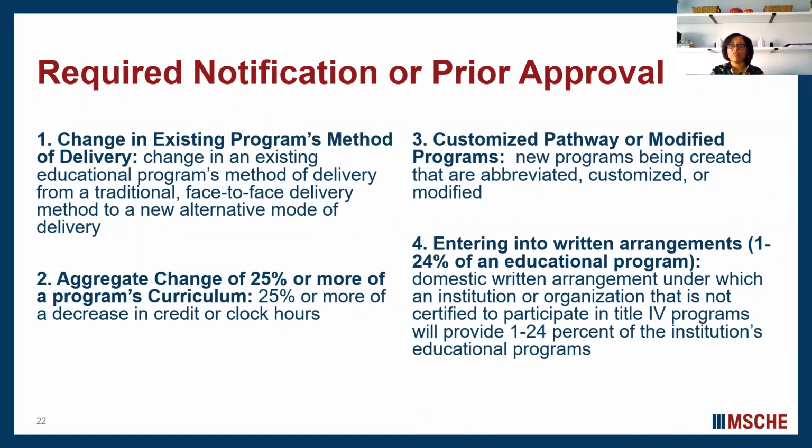And finally, number 4, entering into a written arrangement with an institution or organization that is not certified to participate in Title IV HEA programs that offer up to 24% of an educational program. Note that in this case, the department is requiring notification or prior approval for any written arrangements from 1 to 24% of an educational program.